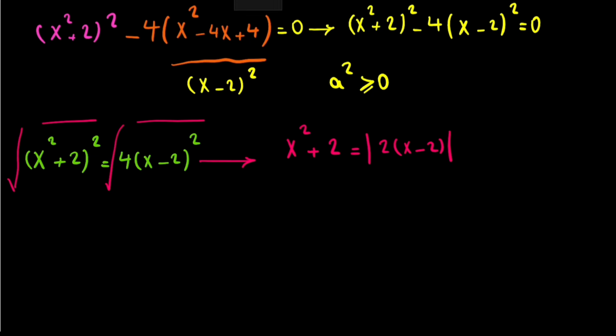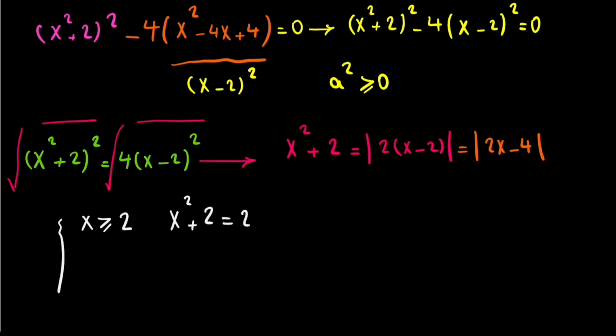So the second step, I want to write this as 2x minus 4. That's easier to use. And here we have two situations. The first one is when x is bigger than 2, so it means you can write x squared plus 2, that's equal 2x minus 4. Why? Because if you have 2x minus 4 and x is bigger than 2, that's all the time positive. So you don't need absolute value.